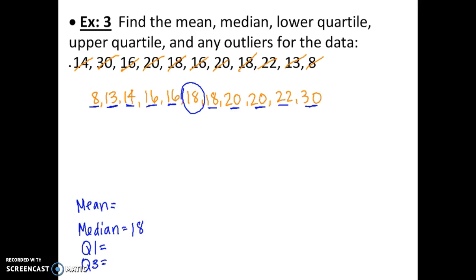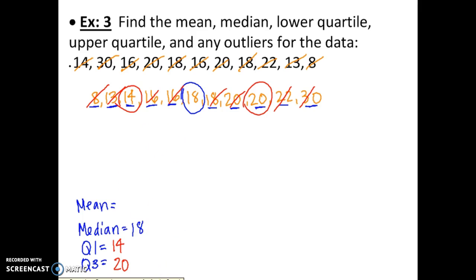Alright, so I'm going to keep going with the quartiles. Okay, so we've got this side over here. We'll cross off, cross off. There's my Q1. And then over here, cross off, cross off, cross off. There's my Q3. So we got a 20.